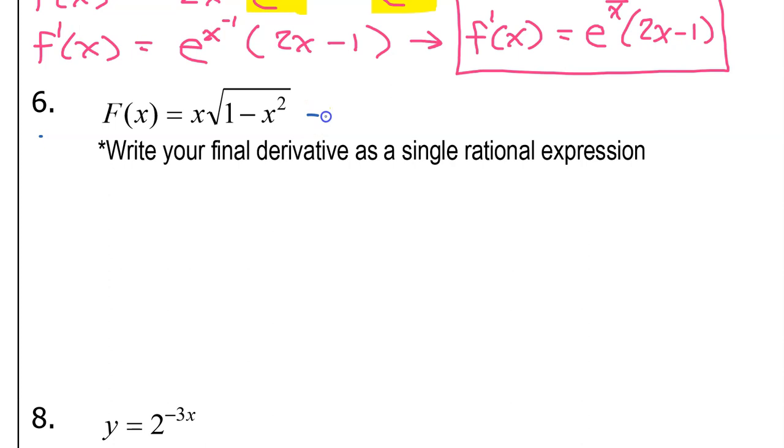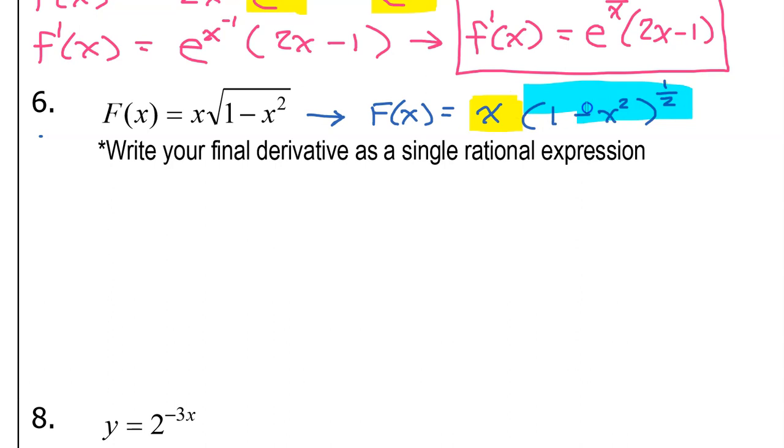Before we begin problem number 6, I'm going to rewrite this a little bit. We have f of x is equal to x times, but instead of the square root, it will be more convenient to write this as the 1/2 power. We're going to need the product rule, so I'm going to look at f of x as this factor times this factor.